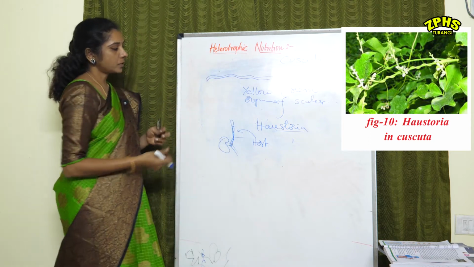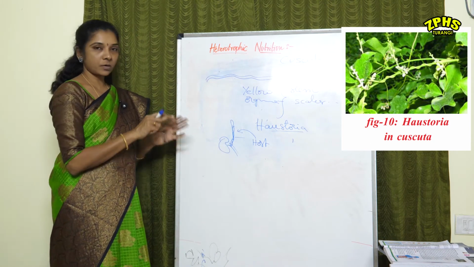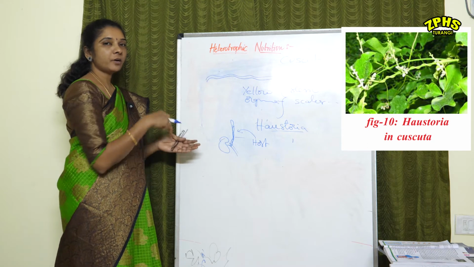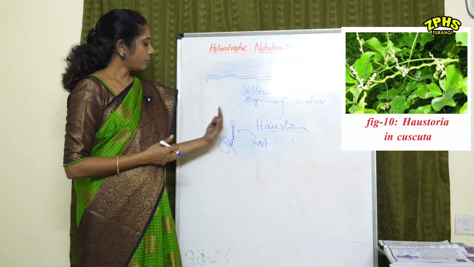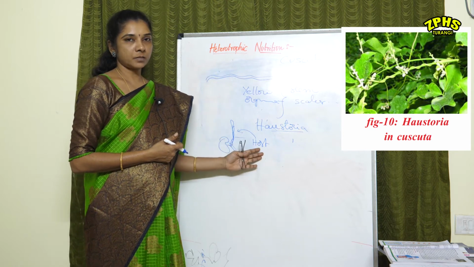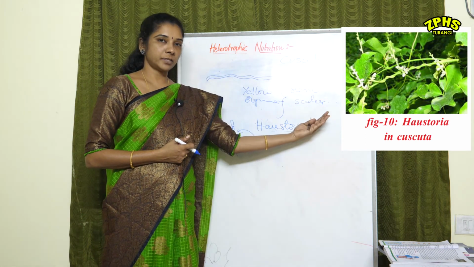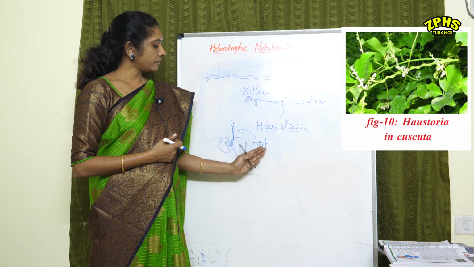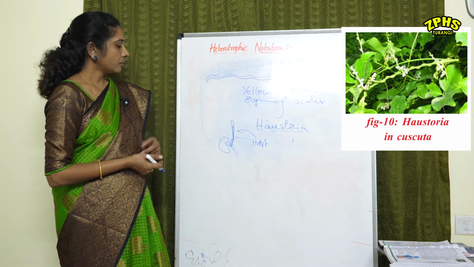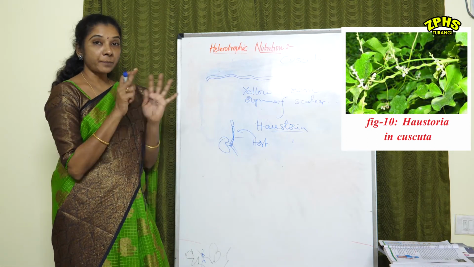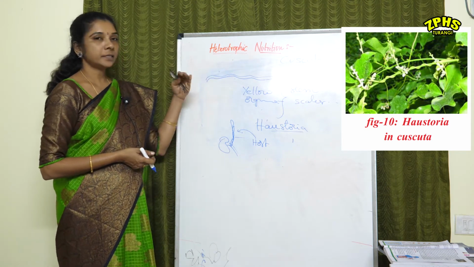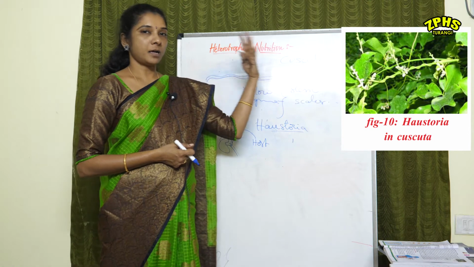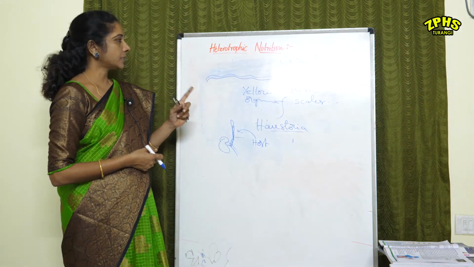As it grows, the first formed root rots away and then again it forms another haustorium. In that way, it forms coils around this host and looks for another tree, another plant. Like that, it forms a web-like structure. So this is about Cuscuta. They get their nutrients from other plants. So this is a parasitic plant.